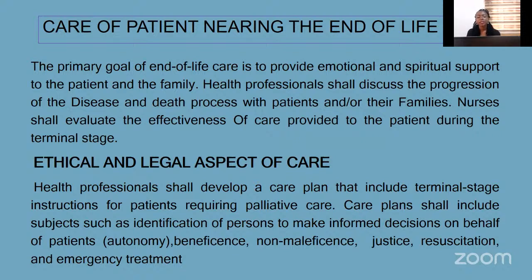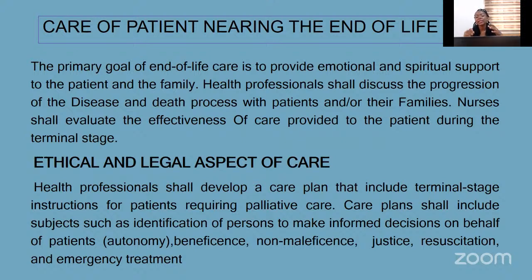Nurses, or caregivers, shall evaluate the effectiveness of care provided to the patient during the terminal stage. There will be an evaluation. Have I been able to meet up with my plan? In this case, it's a care plan. At the beginning, we talked about the structure and process of care. At that stage, you will set up your care plan. In a care plan, there's always an outcome identification. There must be a timeline to your treatment. From this time to this time, this is what I hope to achieve for this patient.